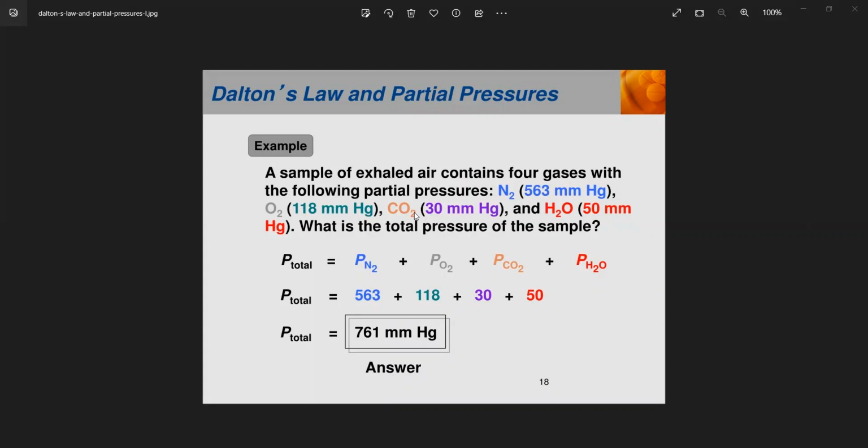Then what is the total pressure of the gas? So we just take the summation of all the individual gases. Therefore, you now take the summation of all the four. So you see at the end, we have 761 millimeters of mercury.